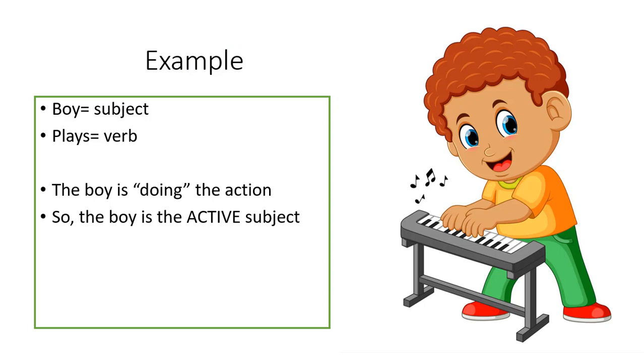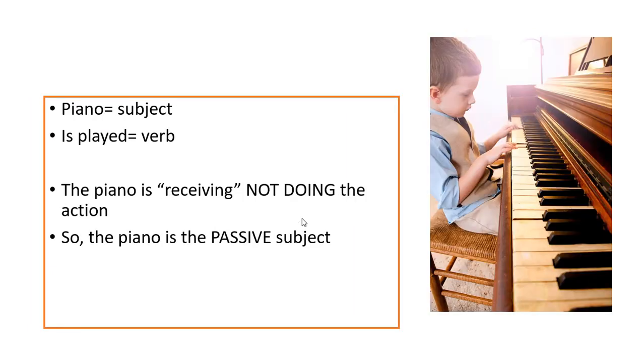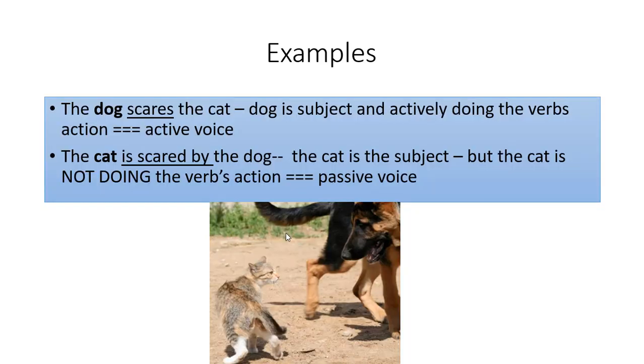For example here the boy is the subject, plays the verb. The boy is doing the action, so the boy is active subject. يعني عنا هون active voice sentence. Here the piano is the subject و is played the verb. The piano is receiving, not doing the action. ما عم يعمل شي البيانو, it's receiving. So the piano is passive subject, يعني sentence has passive voice.